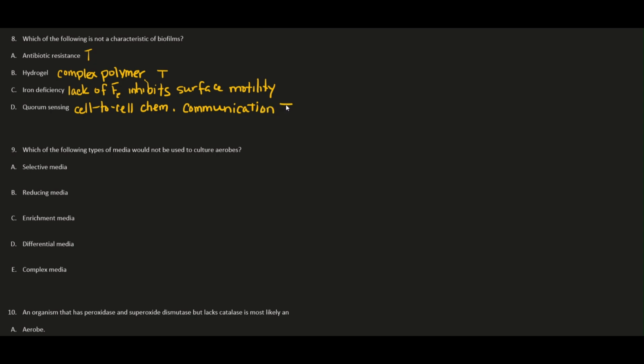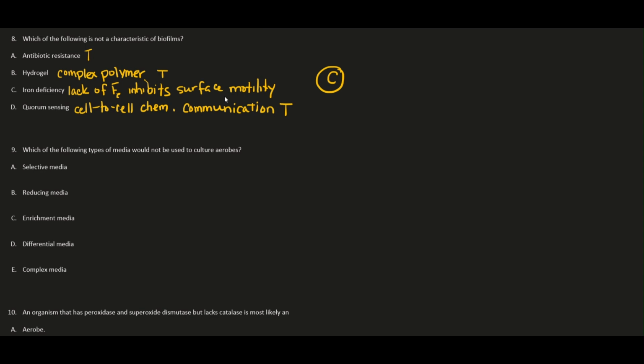And they have that, so that's true. What we're left with is C. So the answer is C. Lack of iron inhibits the surface motility. The iron helps to aggregate the bacteria and create the biofilm.